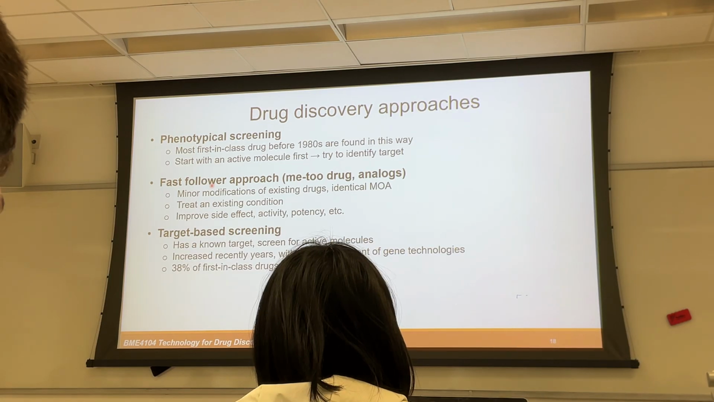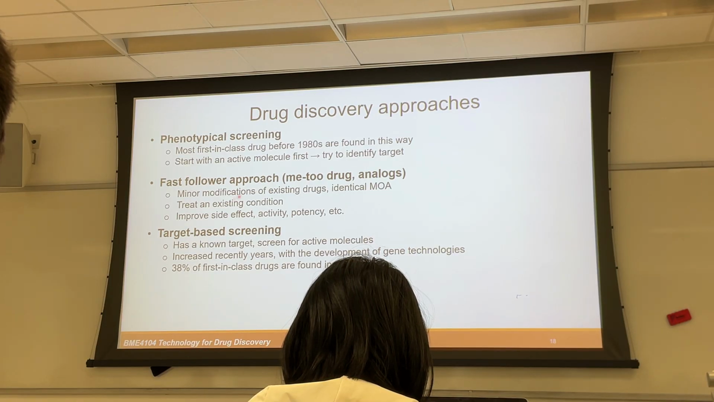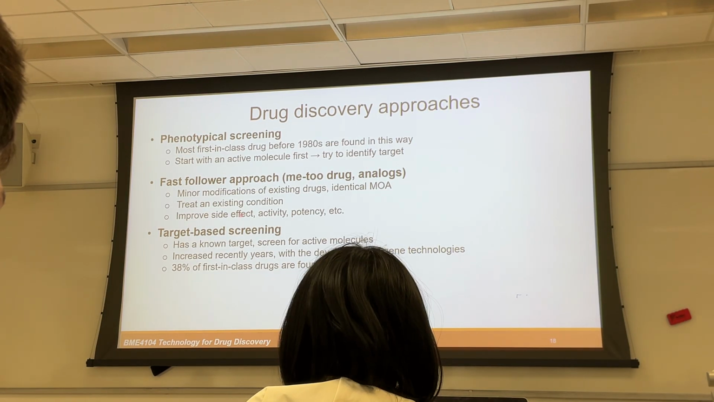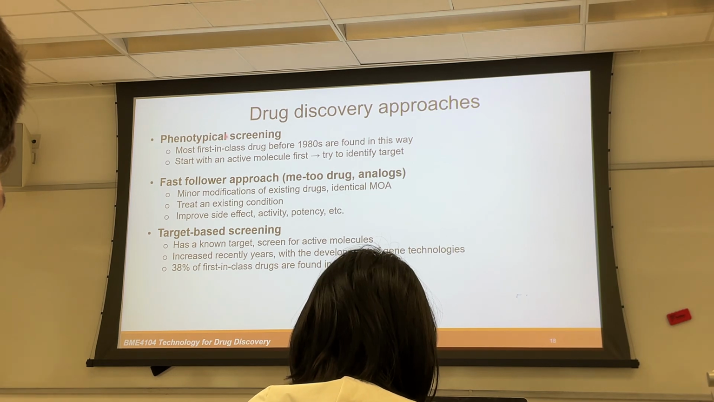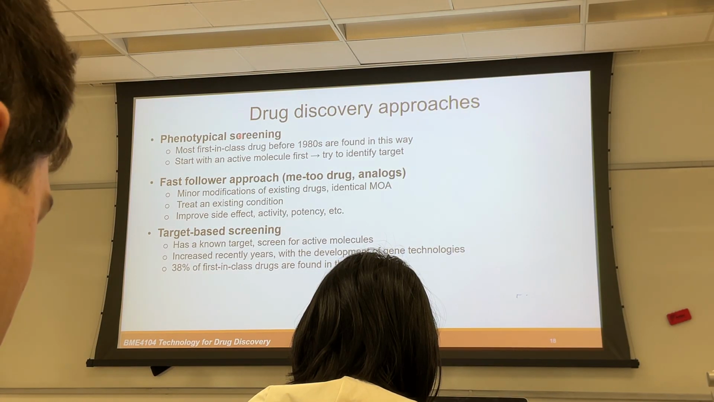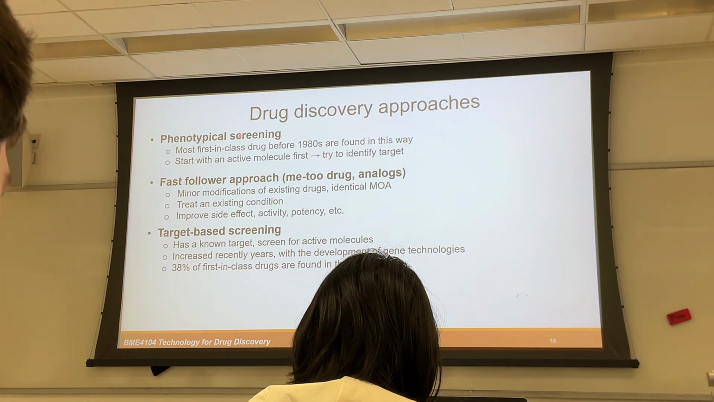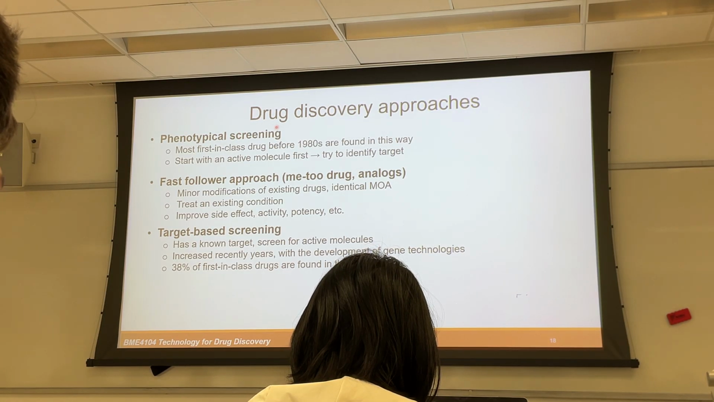Okay, so next we have a third approach called target-based screening. If you think of phenotypical screening, it's a trial and error process. We just try thousands of compounds to figure out which one gives you the good final results. And even if we figure out one effective drug, we still don't know how it works, right? We don't know the MOA of that, but we don't really care in phenotypical screening.